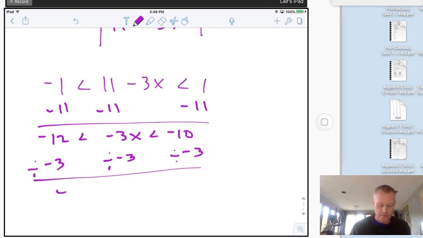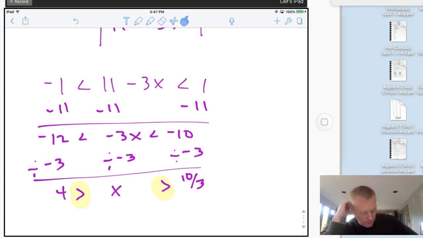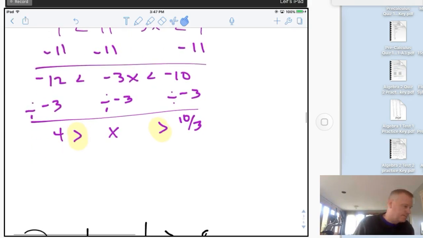And an interesting thing happens. I get 4. I got to flip the sign, flip that sign in 2 spots. I get x, and -10 divided by -3 is positive 10/3, which means x is between those two numbers. X is less than 4 and greater than 10/3. That's what it means. Usually the inequality goes the other way, but this one, it's okay. You can have the smaller one on the right. 10/3 is 3.33. So anyway, all right, that's the answer.